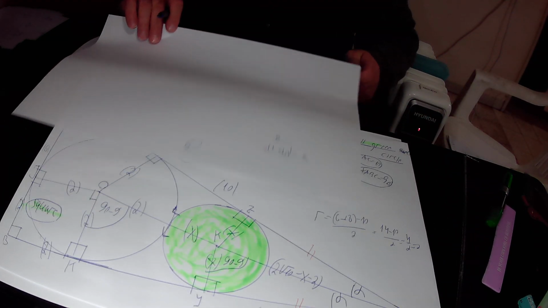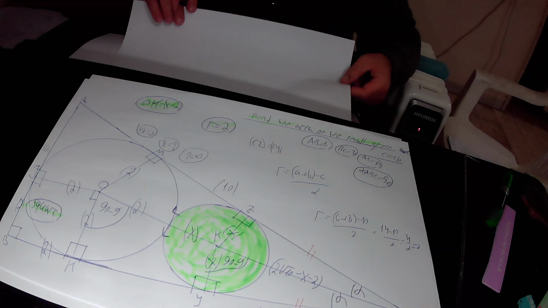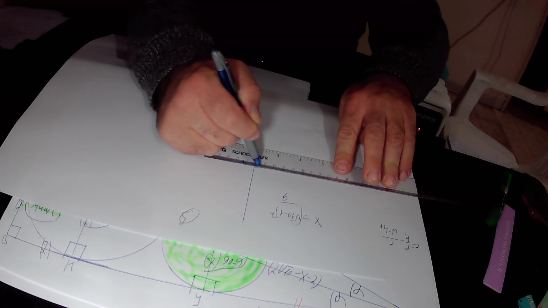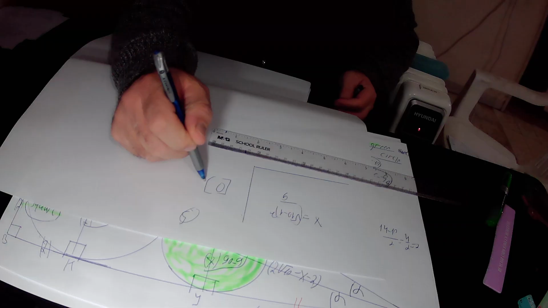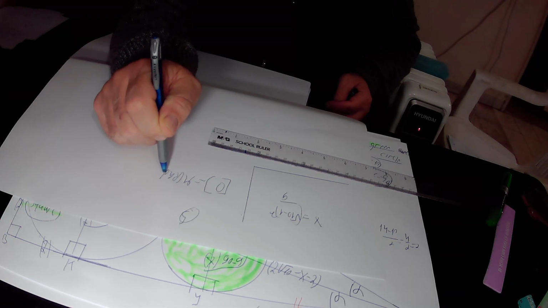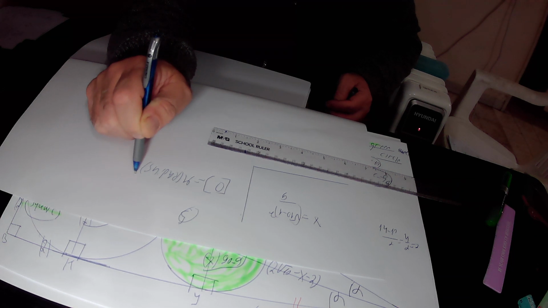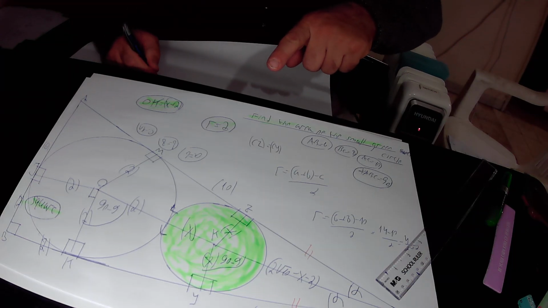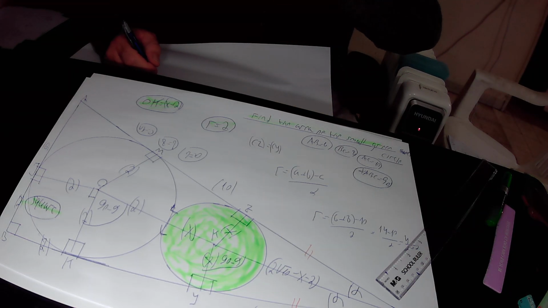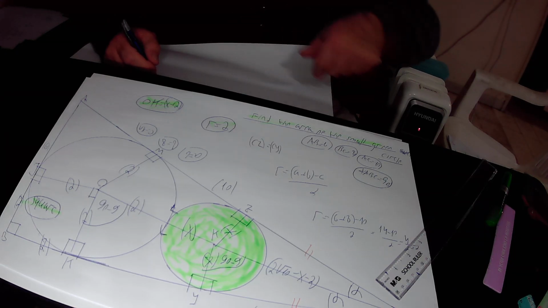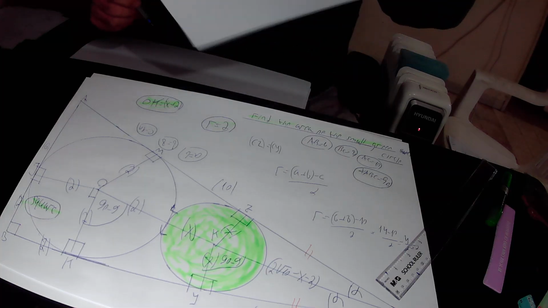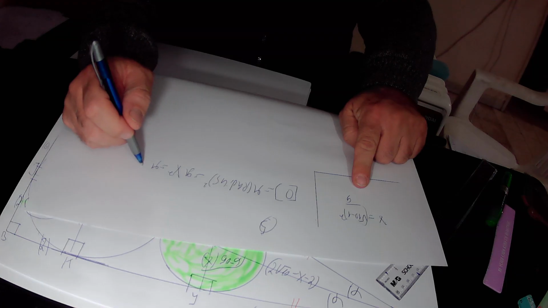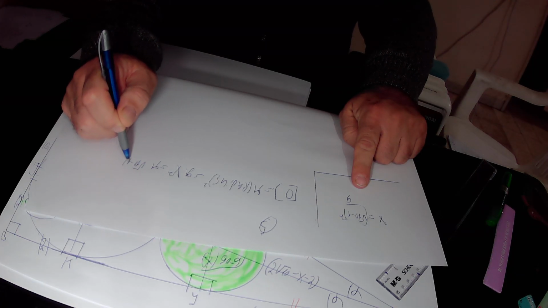Our task is to find out the area of this green circle. Actually, we know that the area of any circle equals pi times the radius of the circle squared. And therefore, the area of this green circle must be equal to pi times the radius of this green circle squared. The radius of this green circle is x, therefore it is pi times x squared. X is square root of 10 minus 1.